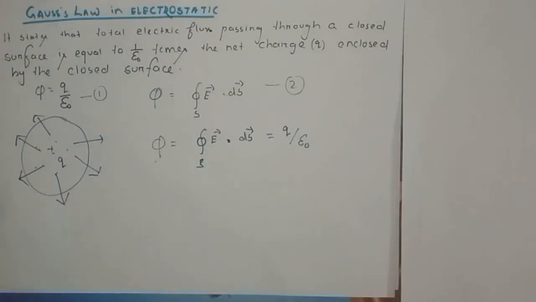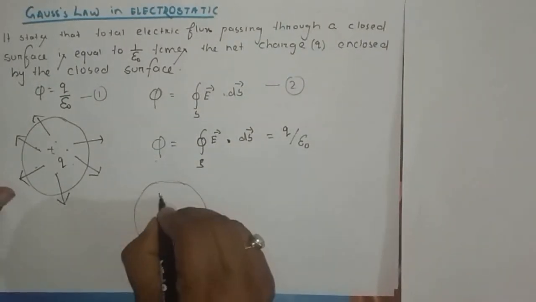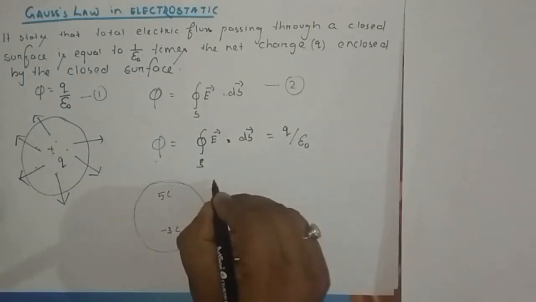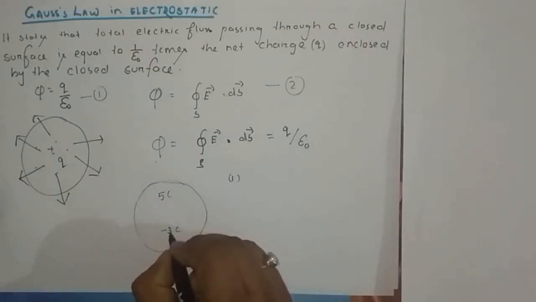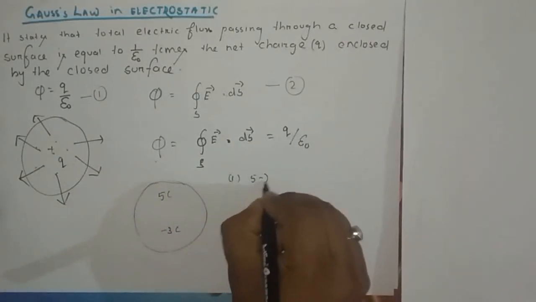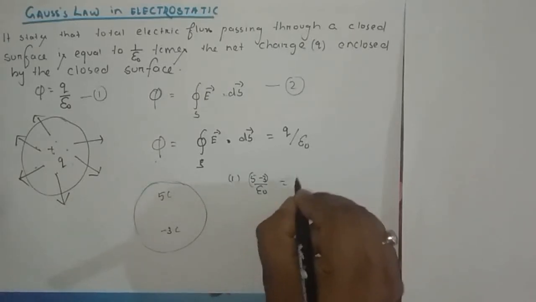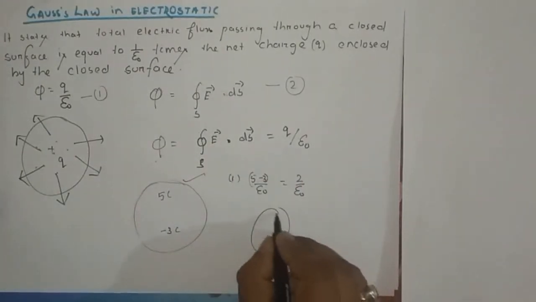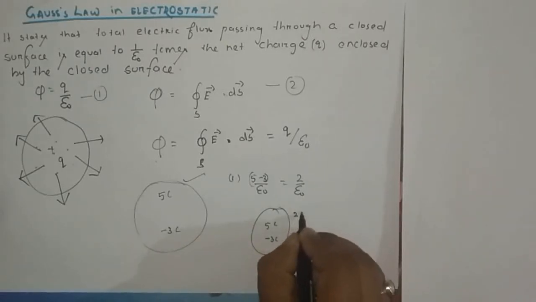Let us solve some problems. Suppose this is my closed surface. Here is 5 coulomb and minus 3 coulomb. What is the total flux? In this case, total charge is 5 minus 3 by epsilon naught, which is equal to 2 by epsilon naught. Suppose, second case, there is 5 coulomb and minus 3 coulomb, and here 2 coulomb is there.